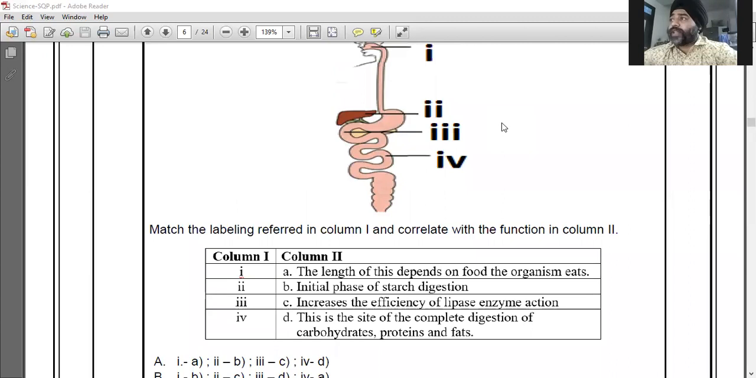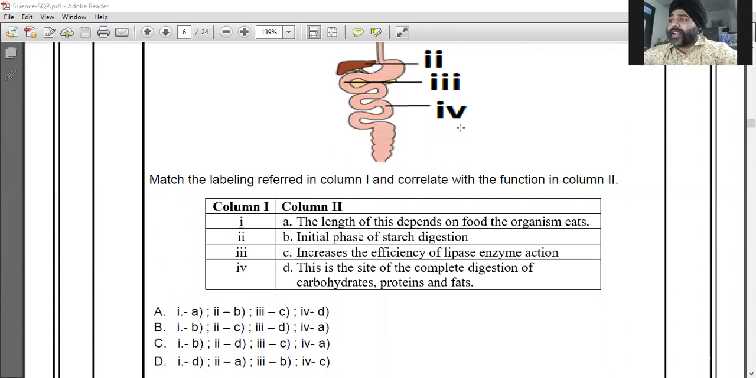As you can see, the second part is liver. Now what is the function of liver? Liver secretes bile juice, and bile juice creates alkaline medium, and it emulsifies the fat. So you can match it with C because it increases the efficiency of lipase enzyme action for the fat digestion. So which option is correct out of B and C? We have matched second with C. So first B and second C. So the correct option is B. The correct option is B.